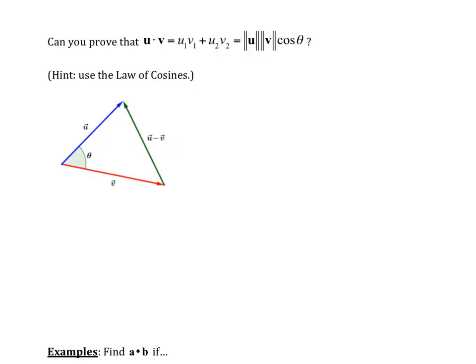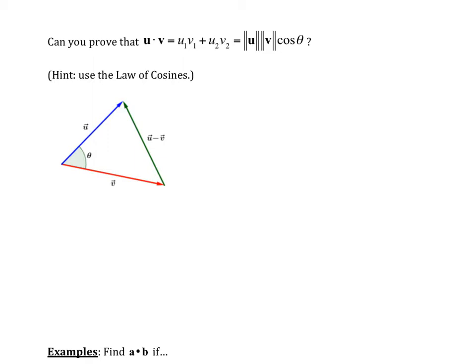Earlier we said that the dot product u dot v was equal to u1 v1 plus u2 v2. And just before this, in the geometric interpretation, we said that u dot v was equal to the magnitude of u times the magnitude of v times cosine theta. So, are these really equal? Can I prove that those are equal? Well, we're going to do that. We're going to use the law of cosines.